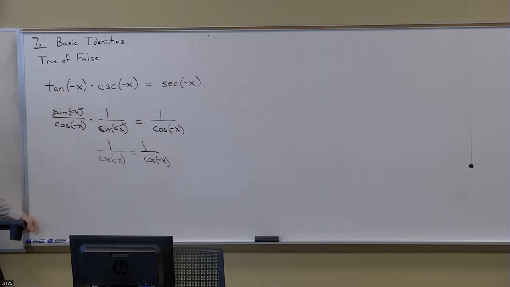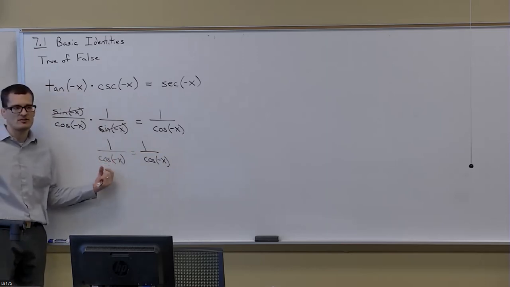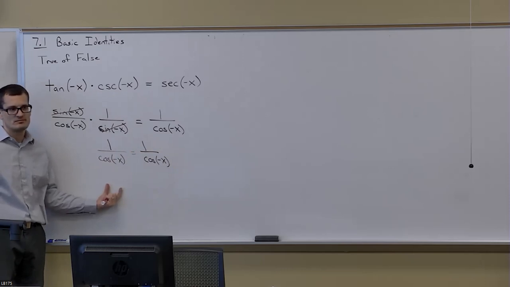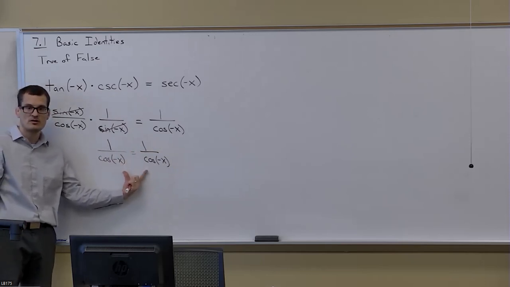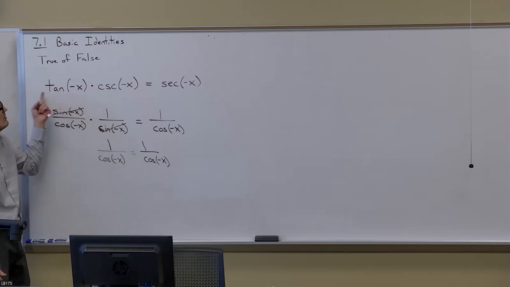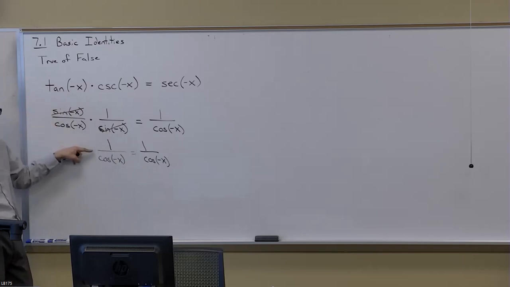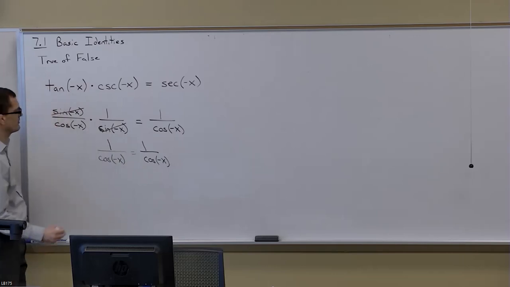If you want to say, oh, cosine of negative x is the same thing as cosine of positive x, you can. But that's kind of an unnecessary step. We can see that this has to be true no matter what value of x I have, right? So since this one was equivalent to this one, and this one is equivalent to this one, this is a true statement.